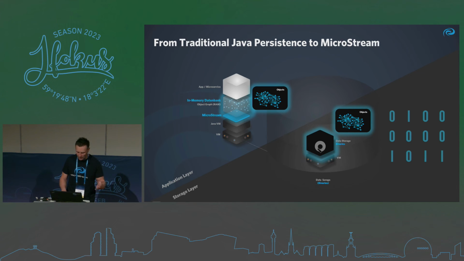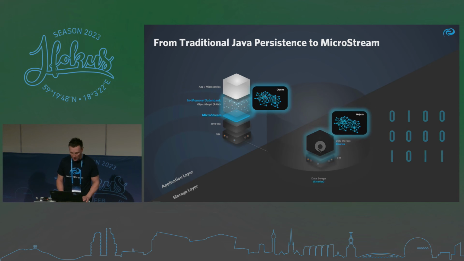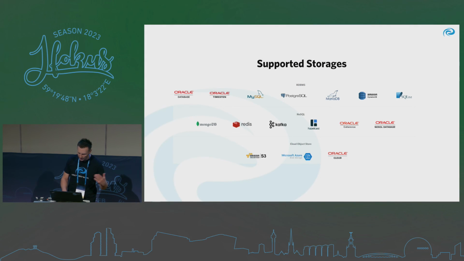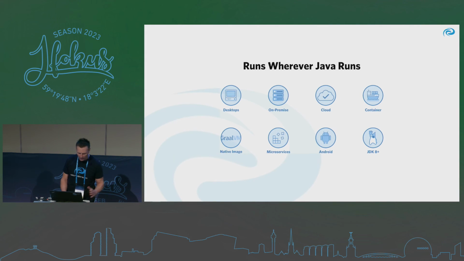With MicroStream, we can serialize data in any binary storage, plain files. We recommend blob storages, but you also can use a relational database because it can store binaries, basically. Perhaps it makes no sense, but basically it's possible. So no more conversion, no more object relational mapping, super fast queries, up to 1000x faster queries. Many databases are supported. It runs everywhere because it's Java. The only requirement is Java version 8.